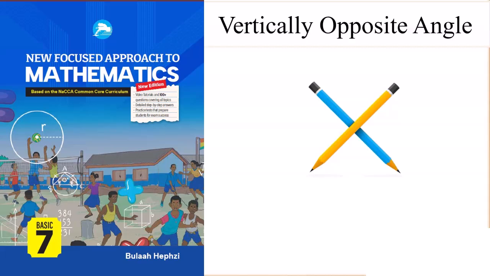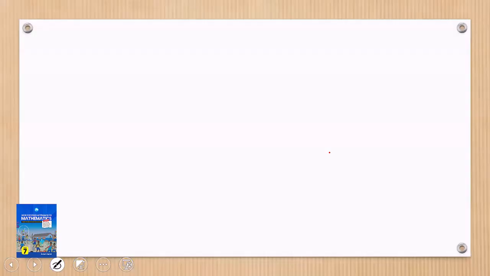And in this video, we are looking at vertically opposite angles of your book. You can even see it from here, vertically opposite angles. So these angles are vertically opposite, these angles are vertically opposite. So let's see what happens here.